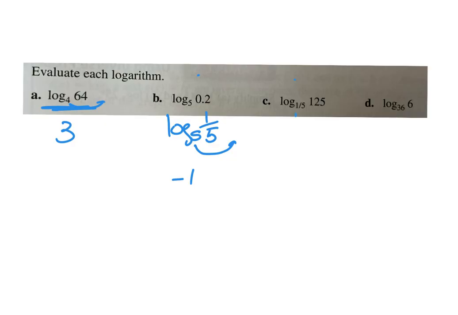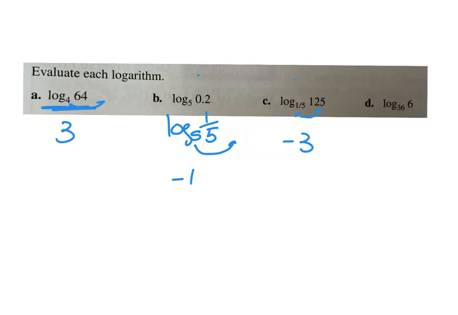The third one is just the opposite. I've got to change 1/5. Raise 1/5 to a power to get 125. Now, forget the fraction a second. If I'm just going to do 5 to a power is 125, it's going to be 3. Because I've got to flip 1/5 to a number that's not a fraction, I'm going to put a negative in the front. Anytime you have to flip something, it's going to be a negative answer.